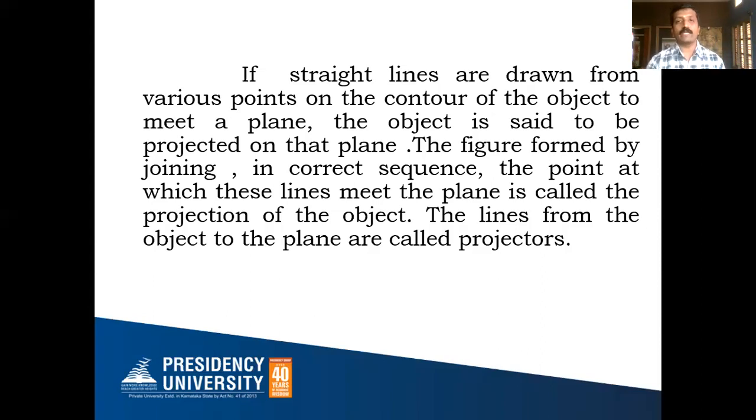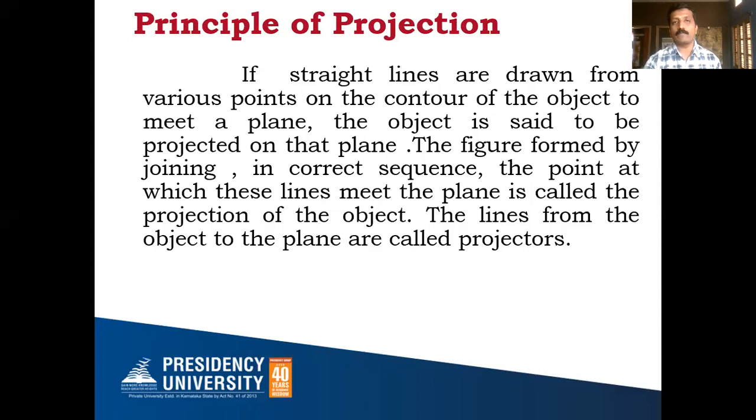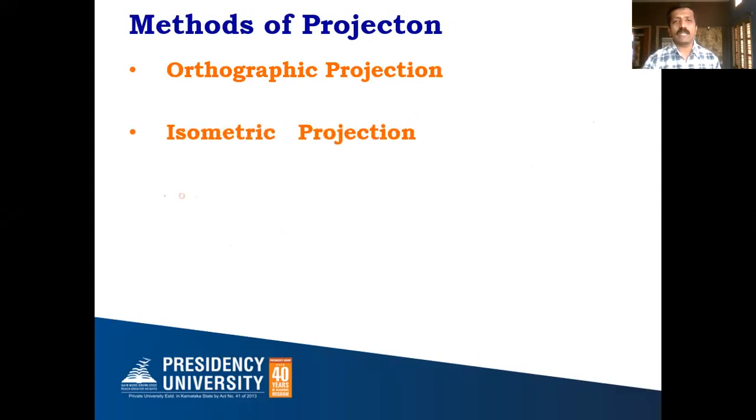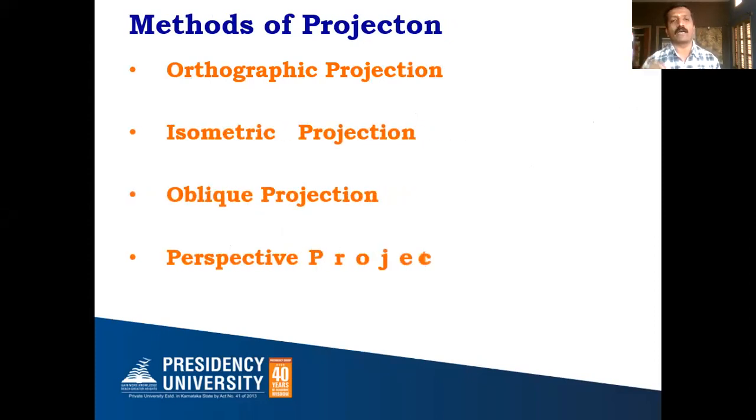This is the major principle that you have to use in projection. For different engineering applications, we have different types of projection. Orthographic projection: from projection of points till projection of solids, we discuss orthographic projection. The isometric projection we'll discuss in the last chapter. The other two, oblique projection and perspective projection, are used for industrial purposes. We'll discuss only orthographic and isometric projection.